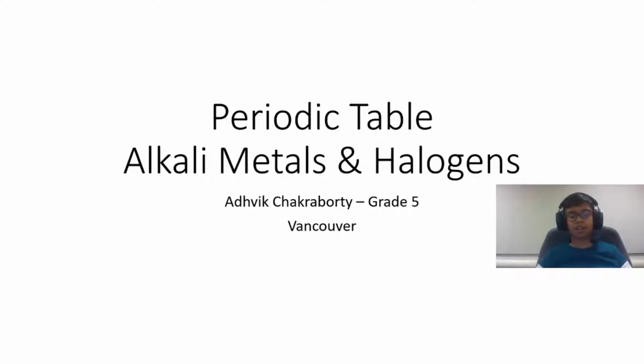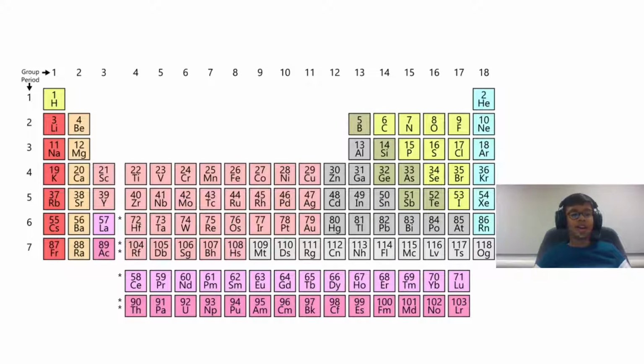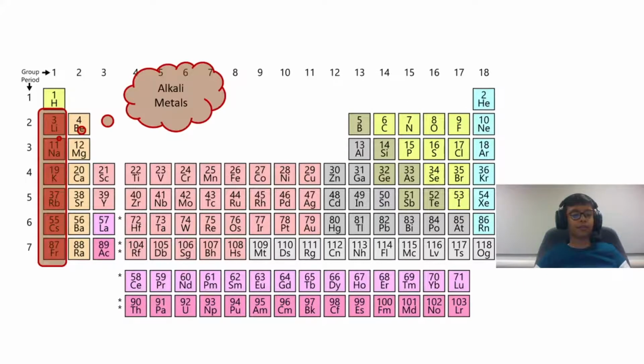I'm super interested in the periodic table. That's why I came here in this video to show some very cool and fun facts about the periodic table. Here we're going to look at alkali metals and halogens. As you can see, alkali metals are on the extreme left of the periodic table and halogens are on the right.